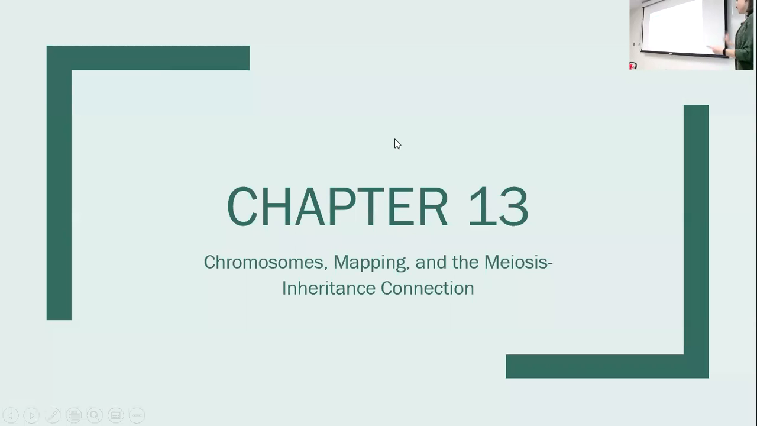Okay, so chapter 11 was meiosis. Chapter 12 was all of Mendelian genetics, patterns of inheritance, some exceptions. Chapter 13 is going to take both of those things and fold them together, right? So we're going to talk a bit more explicitly about chromosomes and what they do, and what's actually happening.